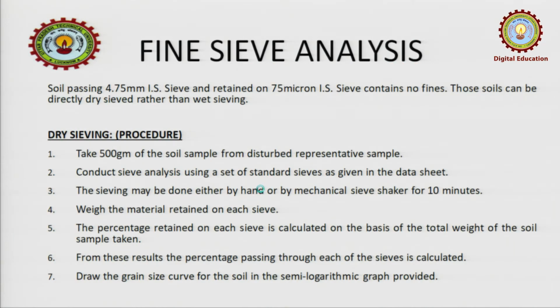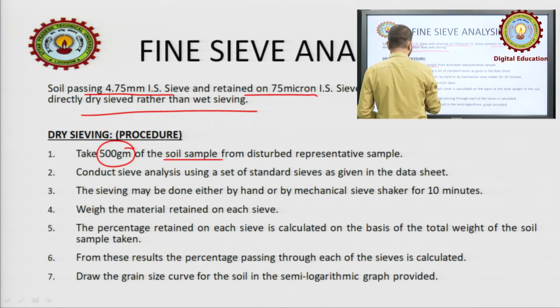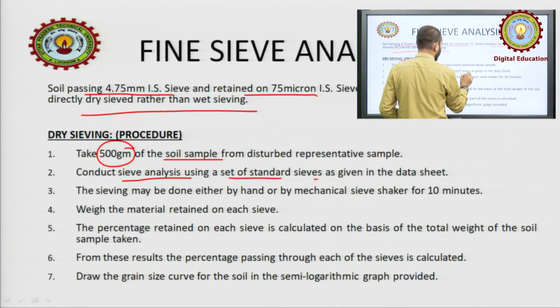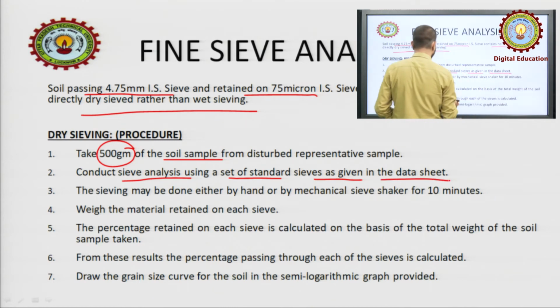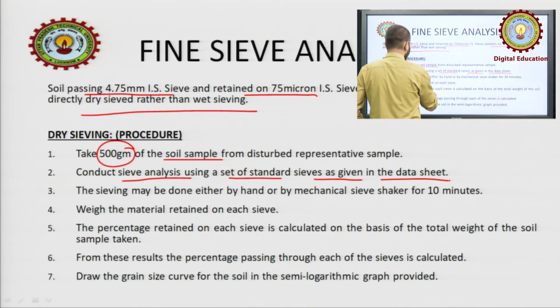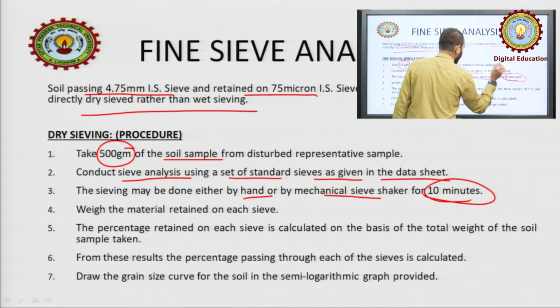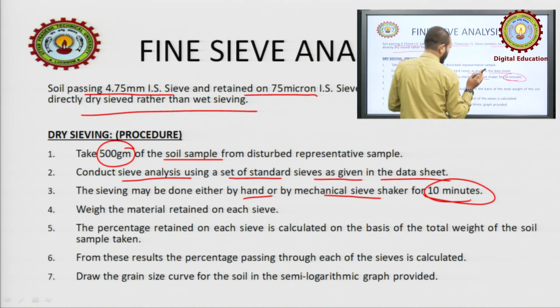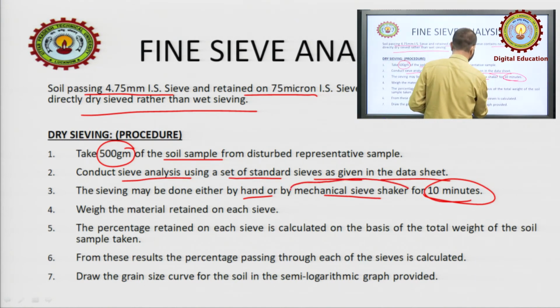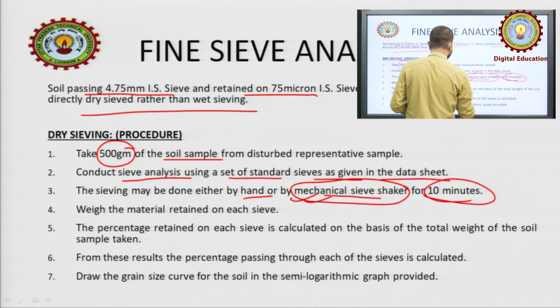Now, fine sieve analysis. Soil passing through the 4.75 IS sieve and retained on the next, which contains no fines, can be directly dry sieved. So, let us see the dry sieving procedure. 500 gram of soil is taken, then conduct sieve analysis using a set of standard sieves as given in the data sheet. The sieving may be done either by hand or by mechanical shaker for 10 minutes. 10 minutes is the maximum time for which the shaker is used. Generally we use the mechanical shaker.